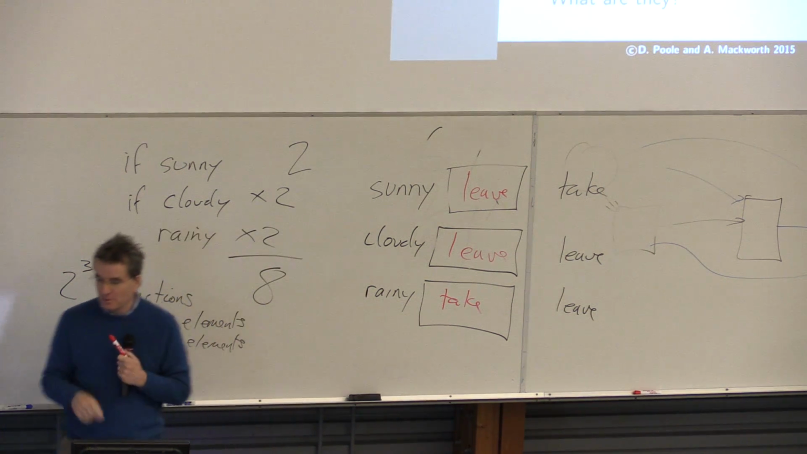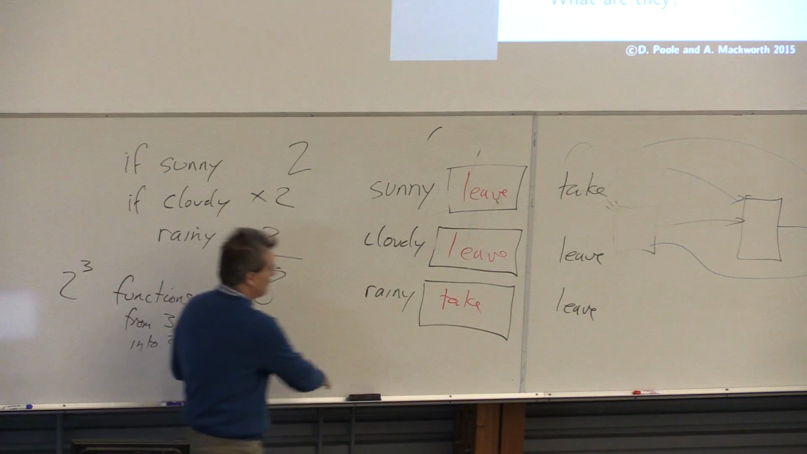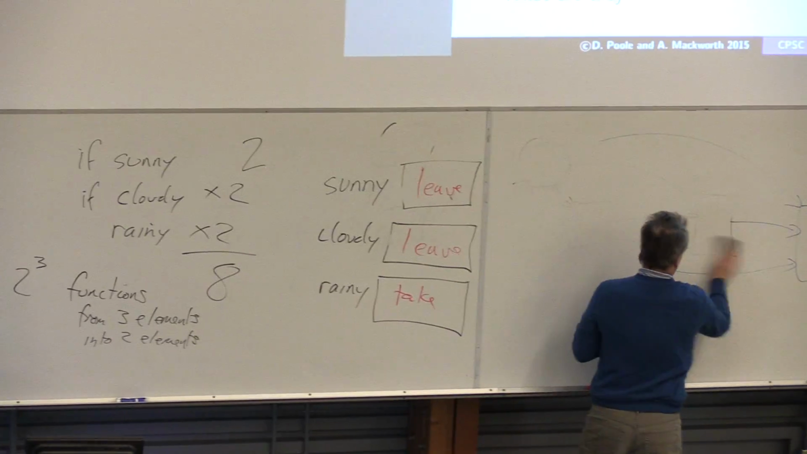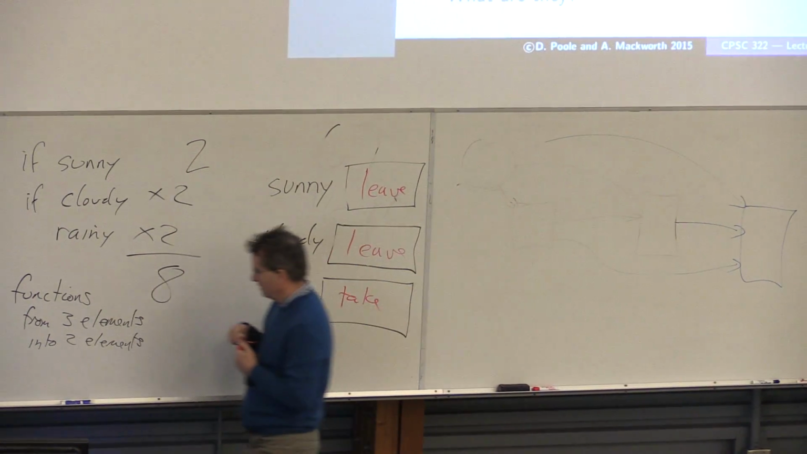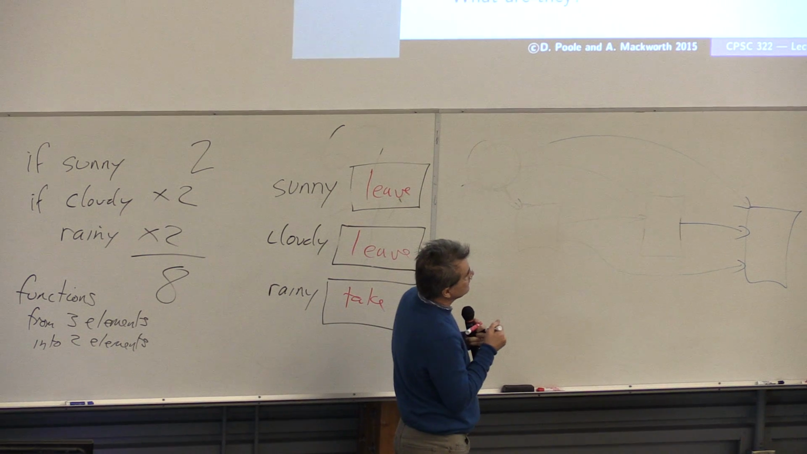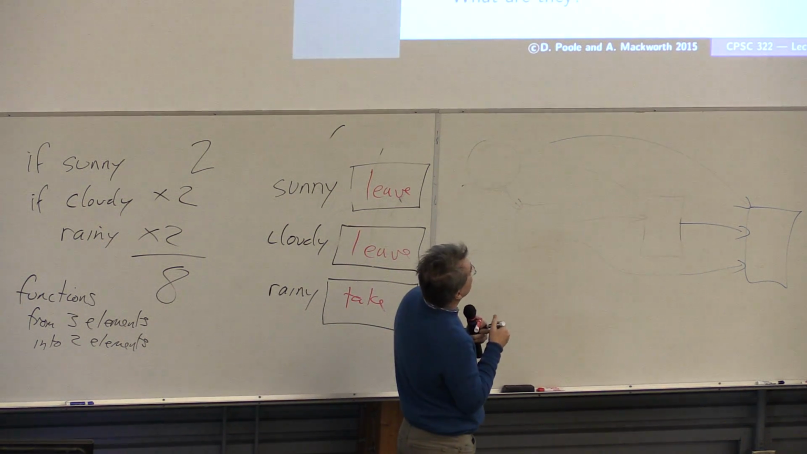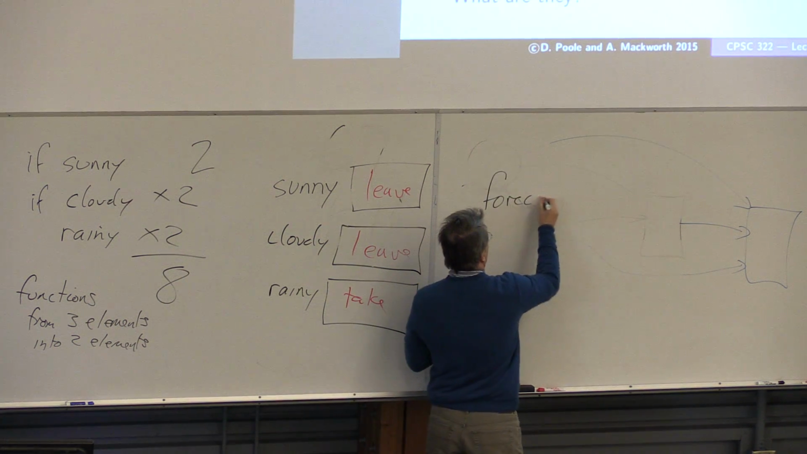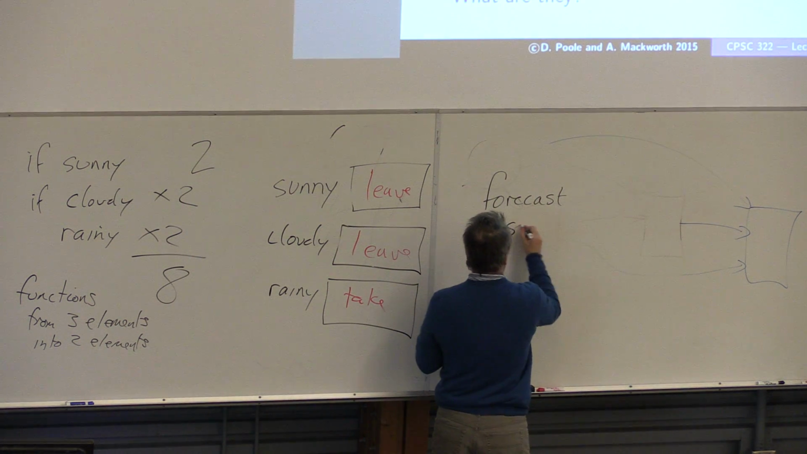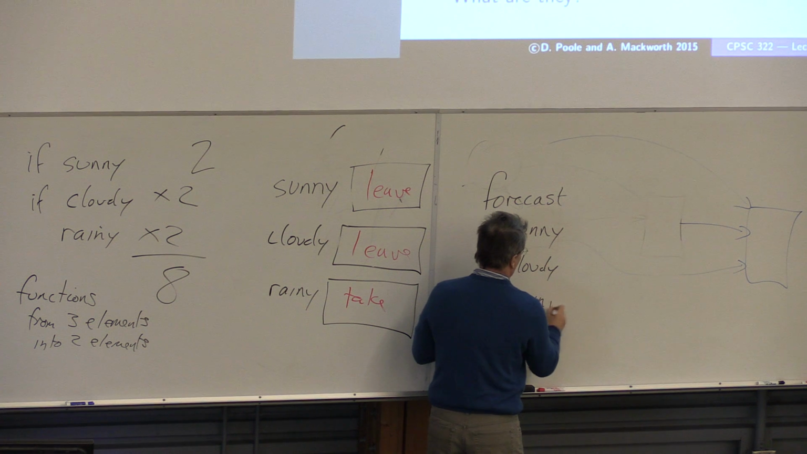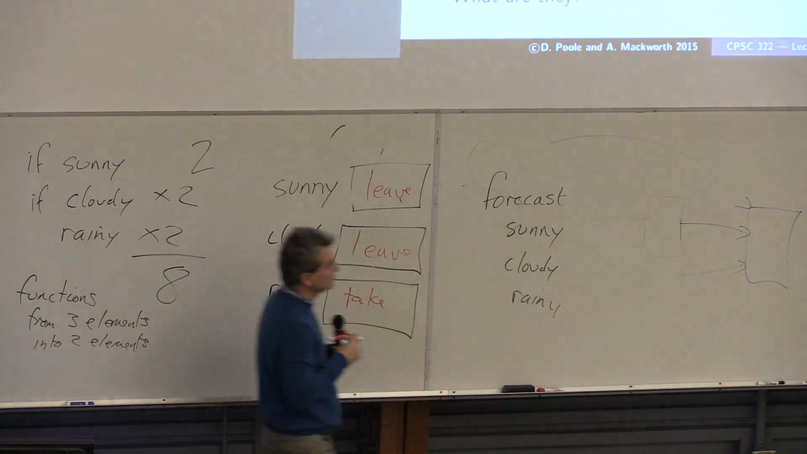But the other thing that we do is we end up with another factor. When we maximize, we end up with another factor just on forecast. We're going to eliminate umbrella by maximizing. We're going to get a factor on forecast, with values for sunny, cloudy, and rainy.